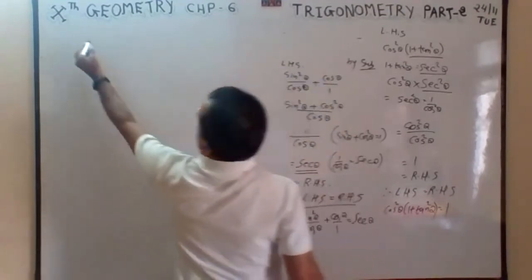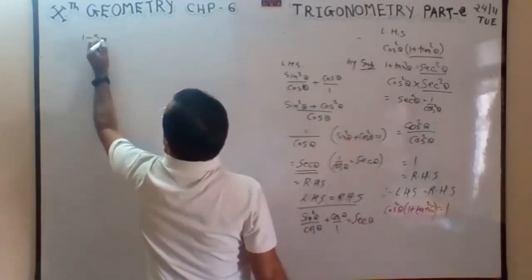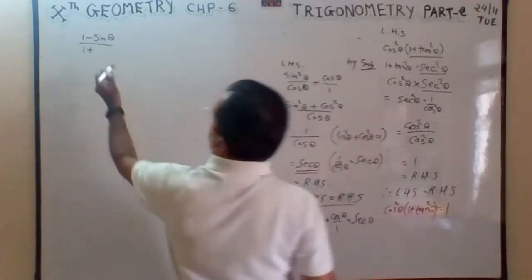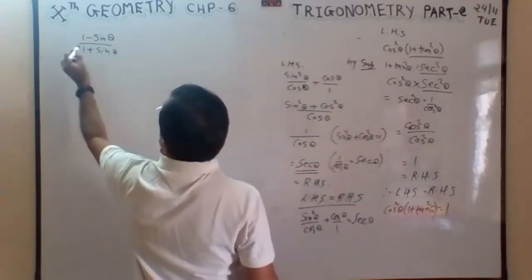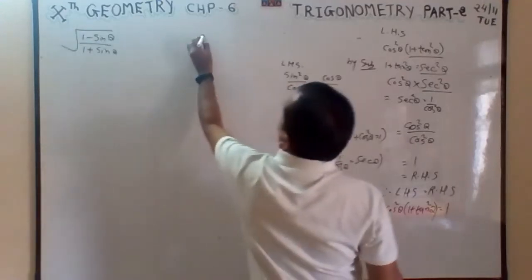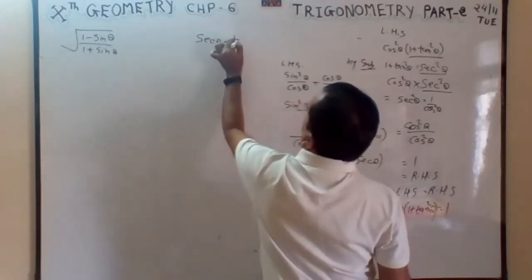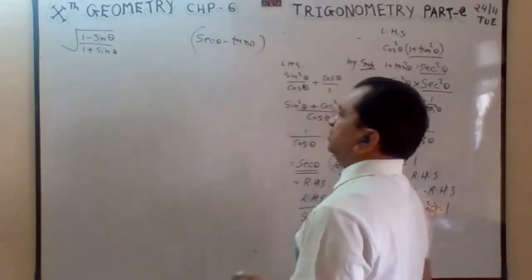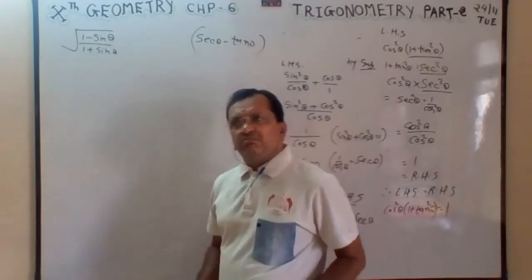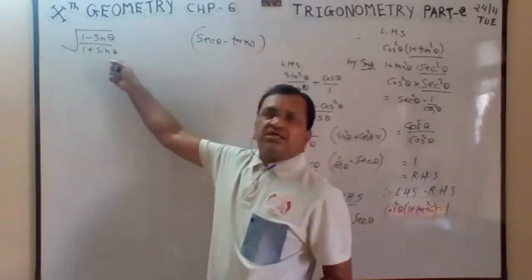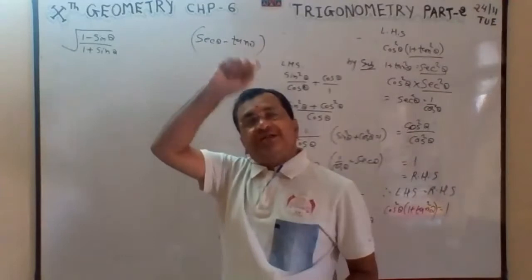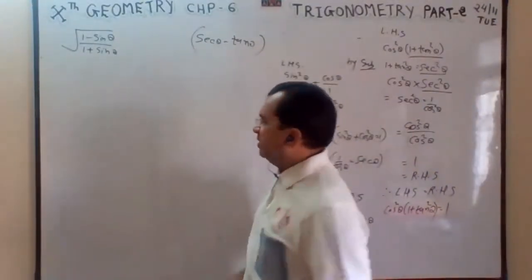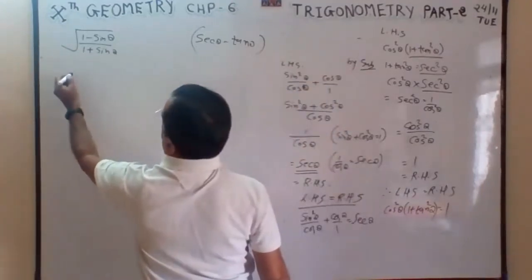One minus sin theta, one plus sin theta. I write sec theta minus tan theta, we want. So maximum number of times you have to take the conjugate pair of the denominator. If it is plus, then minus. If it is minus, then plus, like that. So multiply and divide by.